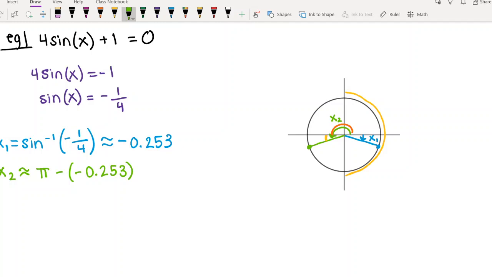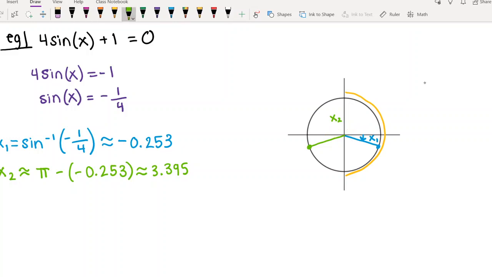And so if we do that, you get pi plus 0.253, which is approximately equal to 3.395 radians. So that is our second angle.